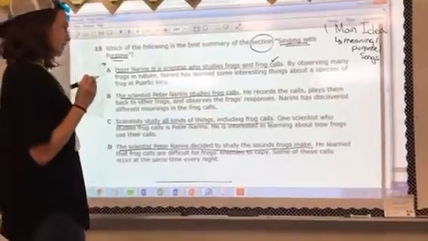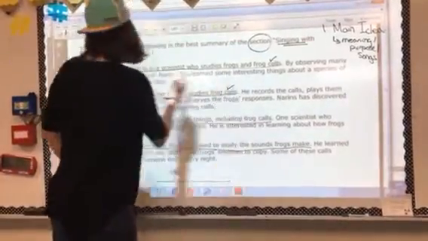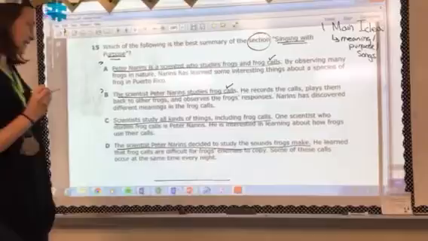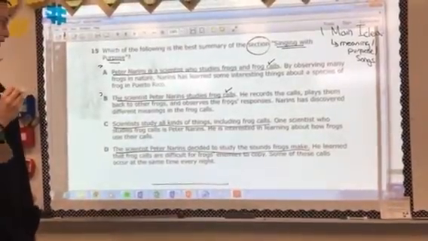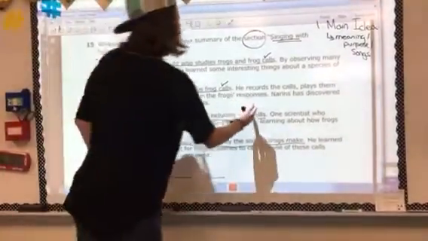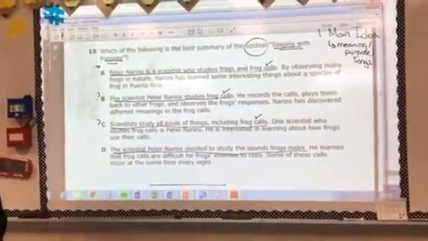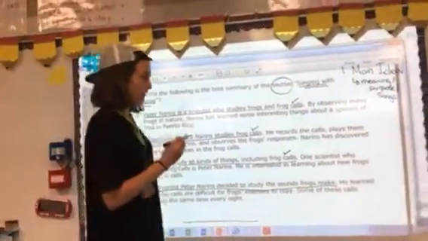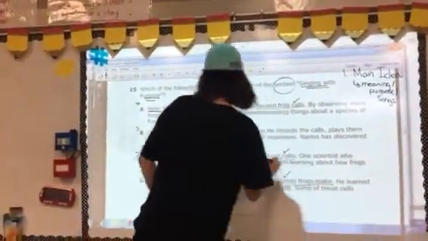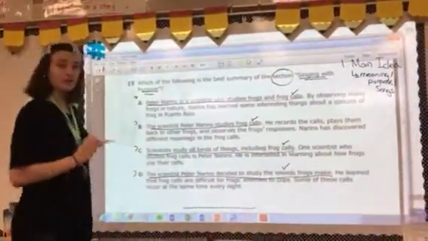The scientist Peter Narrans studies frog calls. We still got our calls. This could be it. Scientists study all kinds of things, including frog calls. Yeah, we've got our calls. We should keep this in the running. And finally, the scientist Peter Narrans decided to study the sounds frogs make. Sounds. All right. So we got all four still in the running.